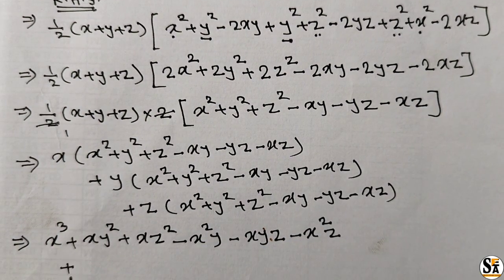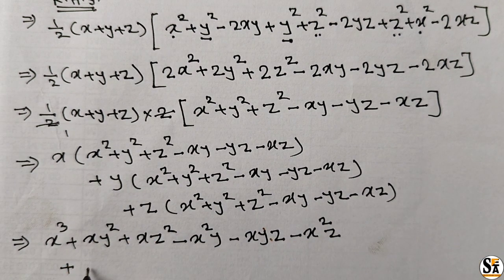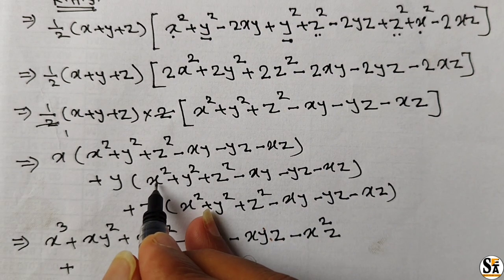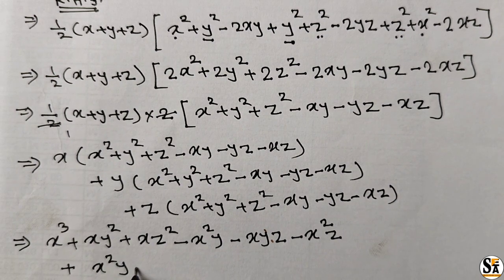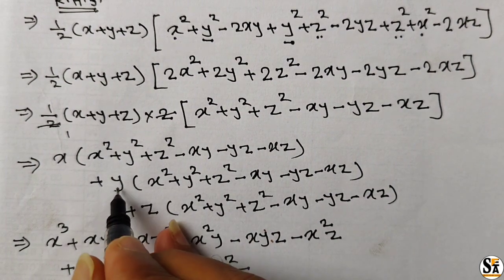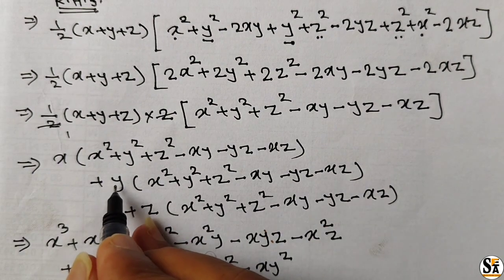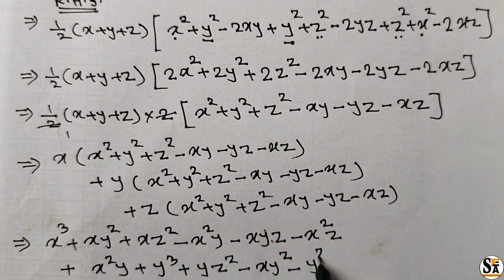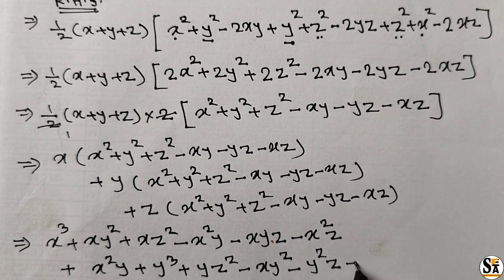Then plus the solution for this: multiply y to each term inside the bracket. We will write the x coefficient, x variable first. So here will be x square y, then plus y into y square, that is y cube, then plus y into z square, that is yz square, minus y into xy, that is minus xy square, then yz into y, that is minus y square z. Then the last term, minus xz into y, that is minus xyz.